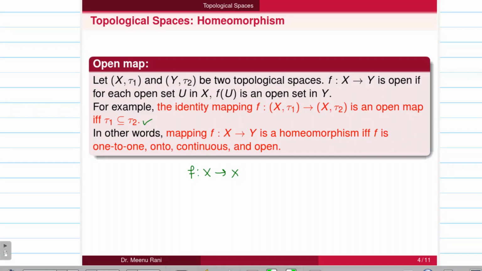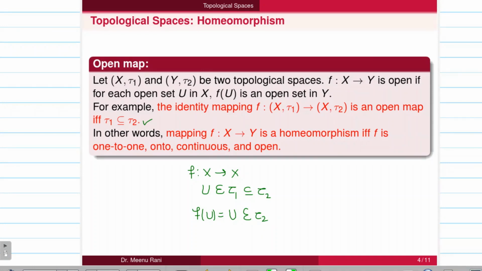If we take one open set from this X, let us take U. This U belongs to τ1. Now τ1 is contained in τ2. Then its image is, because it is an identity function, U only. Now U belongs to τ2. So f of U is also open in this image set X. Thus the identity function is an open map and we can easily prove the converse part also.